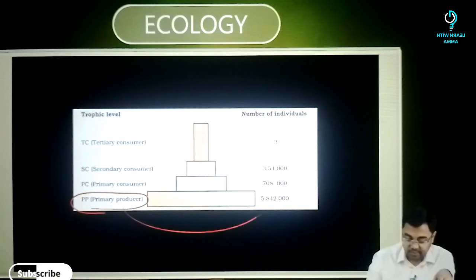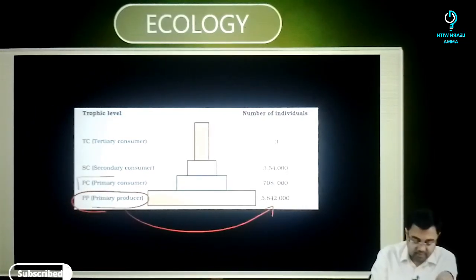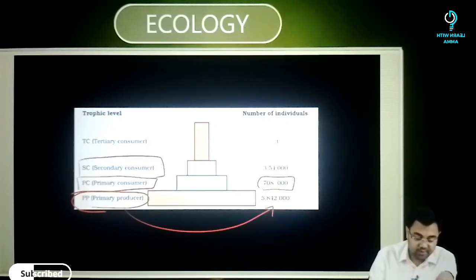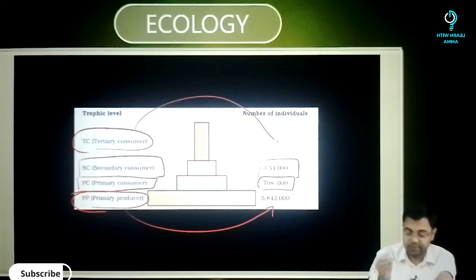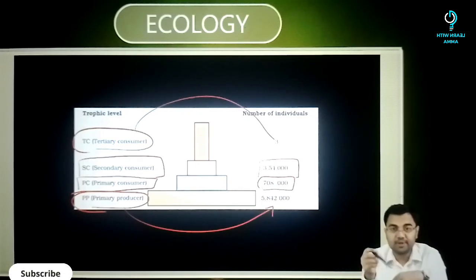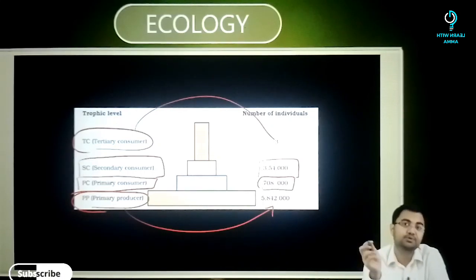From the primary producer, let's say if this is the number of individuals, then the number of primary consumers will be only this much. Then from there the number of secondary consumers will only be this much. The number of tertiary consumers will be much lower. So this is an absolute number that you can see in a given grassland ecosystem.